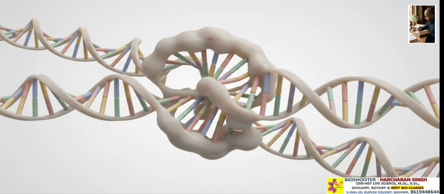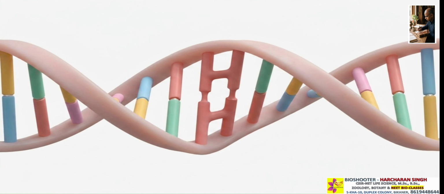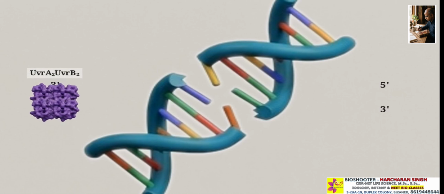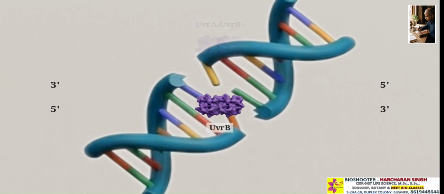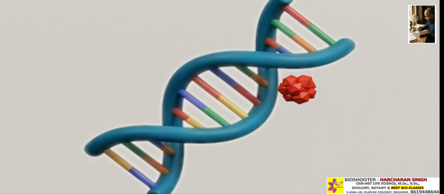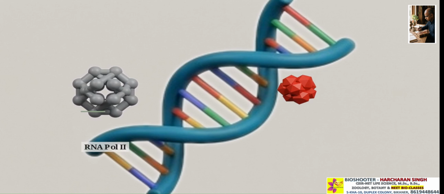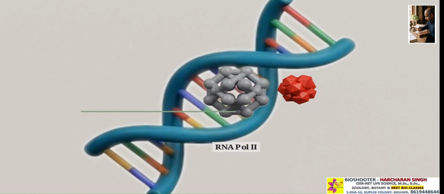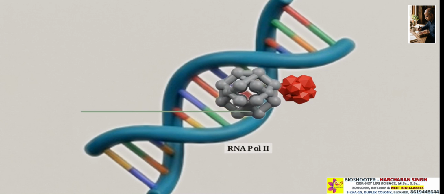Base excision repair is inadequate for large, structurally obstructive damage. For bulky lesions like UV-induced pyrimidine dimers, the cell shifts to nucleotide excision repair, or NER. This animation illustrates the prokaryotic UVR-ABCD system recognizing structural distortion. After the UVRA-UVRB complex binds the lesion, it recruits the UVRC endonuclease. UVRC makes highly precise dual incisions, exactly 8 bonds 5' and 4 to 5 bonds 3' to the lesion, excising a clean 12 nucleotide fragment.